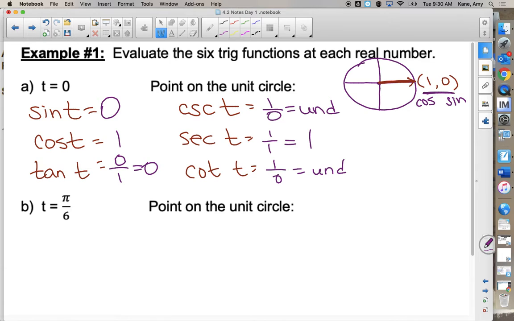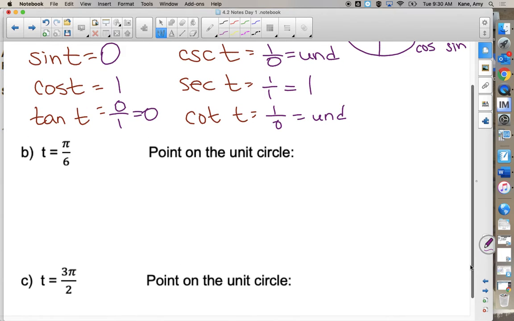Those are the functions for the one angle, angle 0. Every angle 0 has those 6 values. The values do not change. So every angle of 0 will always have those 6 values for the functions. So if you look at letter B, we have pi over 6. So again, start off by graphing yourself, draw yourself a little circle.